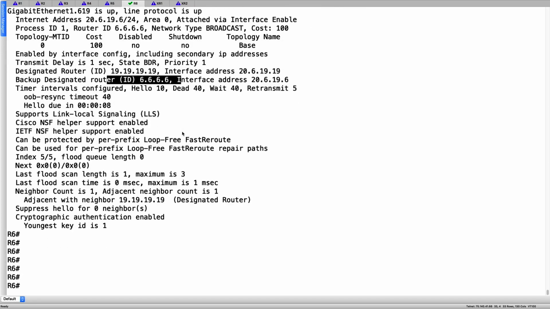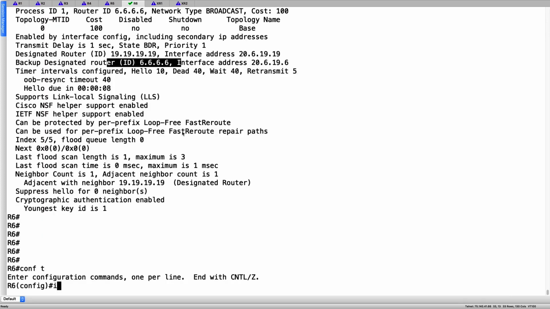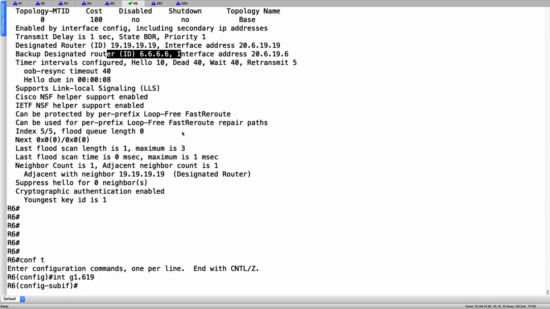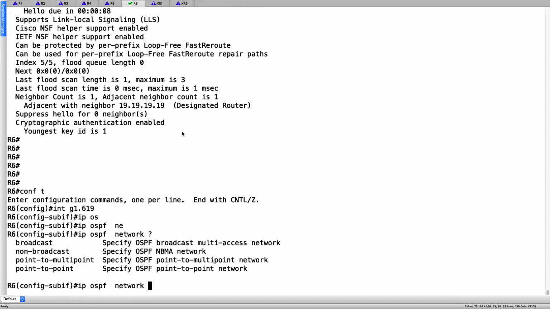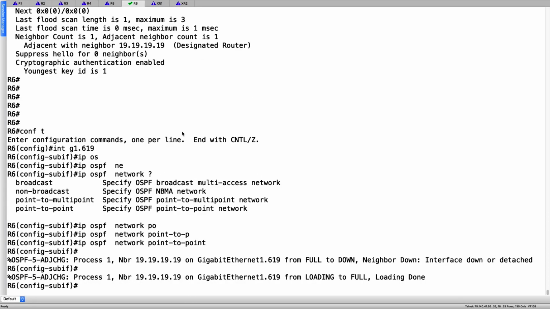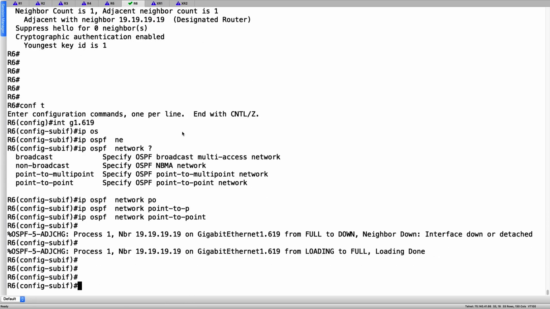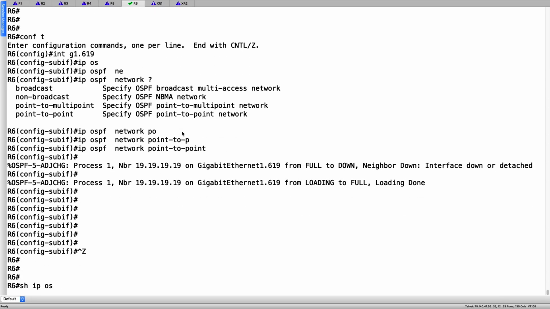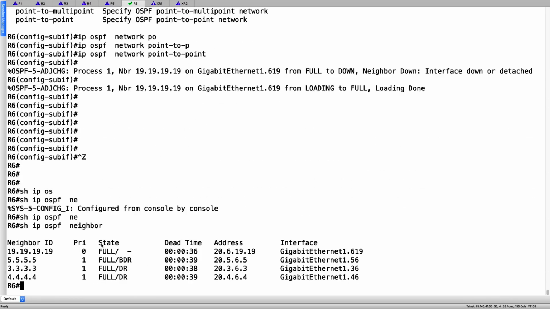Now I could go and change this network type. If I go back to interface gig 619 and give the command IP OSPF network, I could change that to point to point. If I change this to point to point and go back and do a show IP OSPF neighbor, my neighborship is up. However, it's not going to be stable because one side is still a broadcast segment which has a DR being elected, and the second side does not have any DR. So obviously my neighborship is not going to be stable.